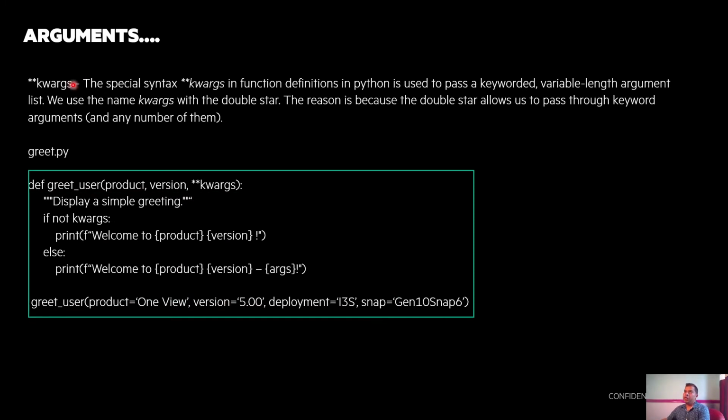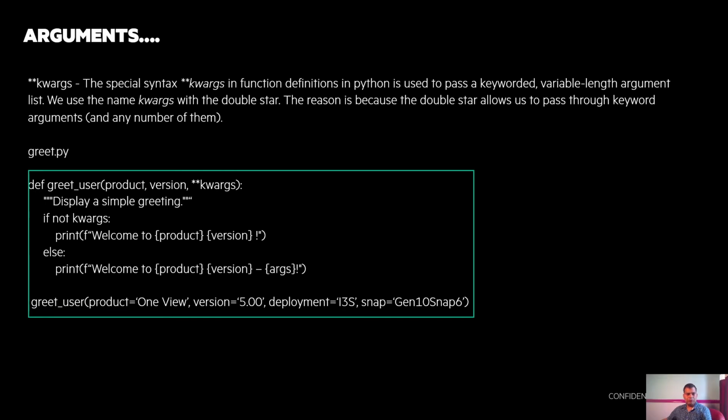Next to that are keyword arguments. What will happen if we require multiple keyword arguments, or maybe we are not sure how many? In that case we can use the double asterisk and then the variable name. This gives us the flexibility, while calling, to add multiple keyword key and value pair arguments. So product we already had, version we already had. Now we have added another key, deployment, with the value i3 snap, with the value Gen10 snap 6. So that's very good, and we want to take a look at this example.